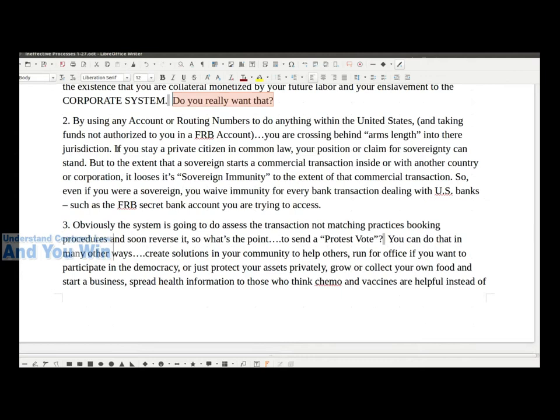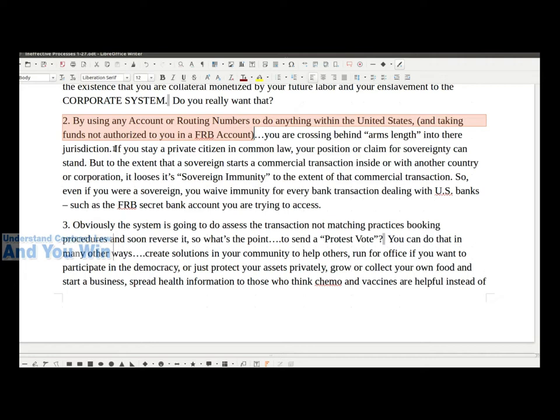By using your account routing numbers to do anything within the United States and taking funds not authorized to you on a Federal Reserve Bank account, you are crossing beyond the arm's length and beyond the minimum contacts into their jurisdiction. If you stay a private citizen in common law, your status and standing and position or claim for your sovereignty can stand if you stay in common law.